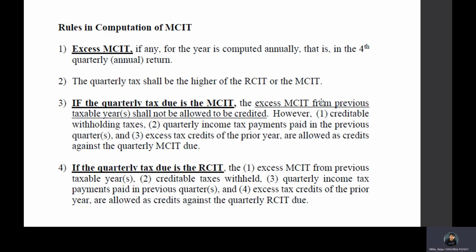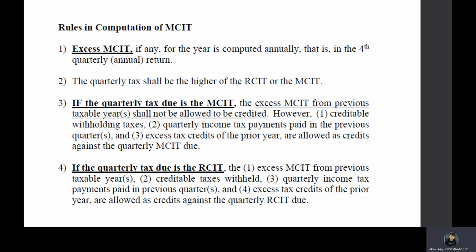So what are the rules in computing the MCIT? So yung excess MCIT, if any, for the year is computed annually. That is in the fourth quarterly annual return. Tapos yung quarterly tax shall be the higher of the RCIT or the MCIT. Kasi di ba nagpa-file din tayo ng quarterly income tax return. So every quarterly filing, nagko-compute din tayo ng RCIT and MCIT. So during those quarters, kino-compare na natin kung ano yung higher. Then kung ano yung higher, yun yung ipa-file natin or babayaran natin or i-remit natin kay BIR.